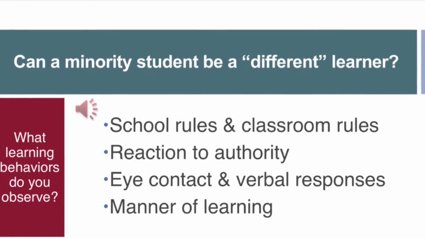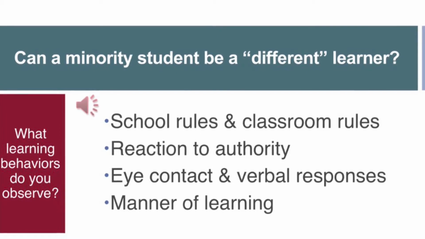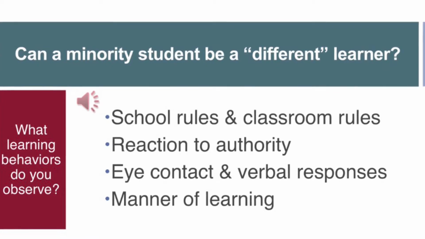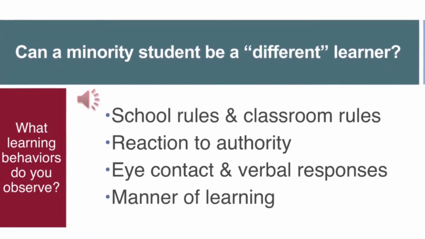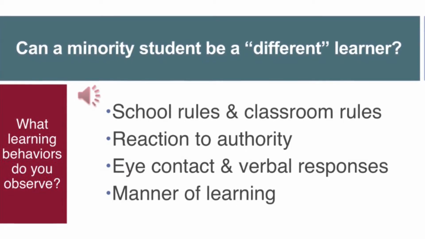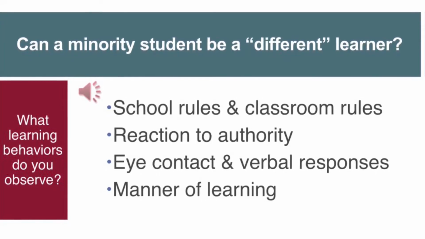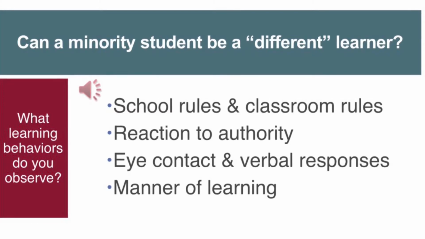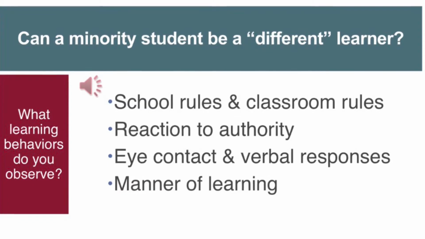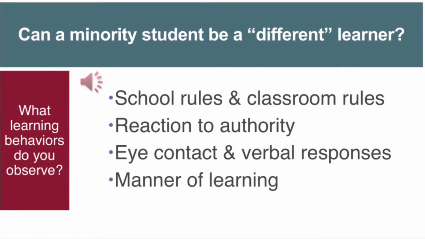Can a minority student be a different learner as well? So they might interpret school rules and classroom rules differently, and so they might seem like they are not behaving like a typical child. They might react to authority in a different way. They might not make eye contact with you. They might not even give you verbal responses. They might stay quiet. The manner in which they learn might also be different than a typical American child. So what learning behaviors do you observe, and could those behaviors be influenced by the child's culture? Something to think about.